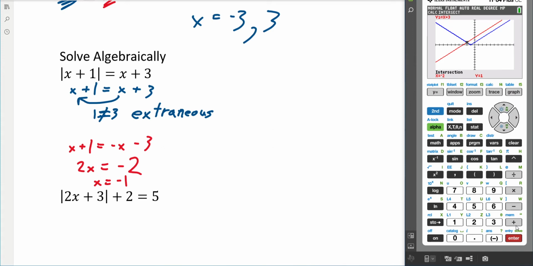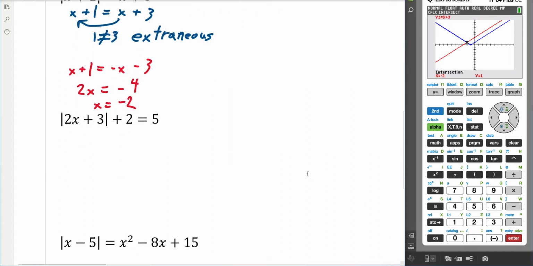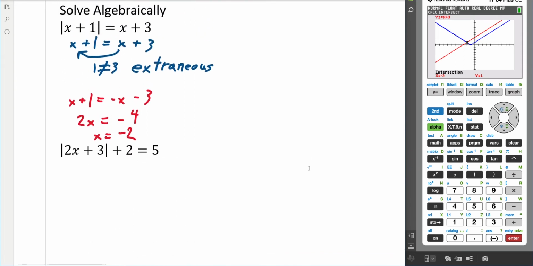Did I do something? Oh, that's what I did wrong. Okay, I made a mistake here. This should be a negative 4, and then this should be a negative 2. The graphing calculator should tell us the same answer. Okay, let's try the next one. If you want to pause the video before trying this one, that would be a great idea.